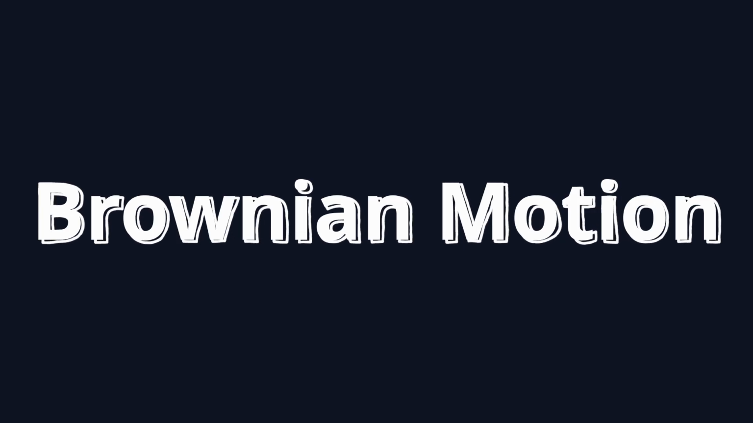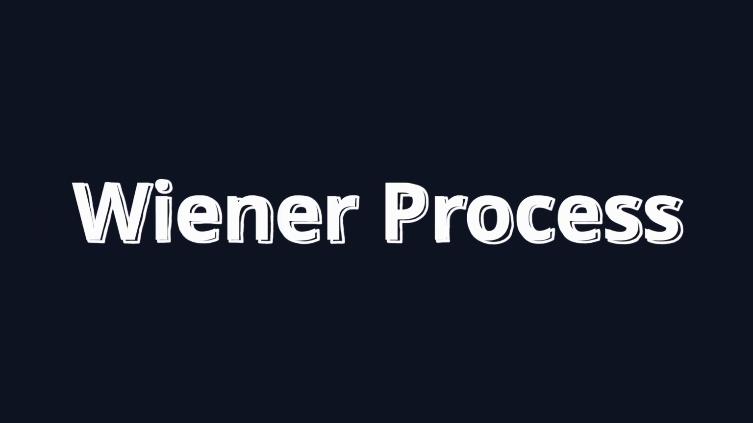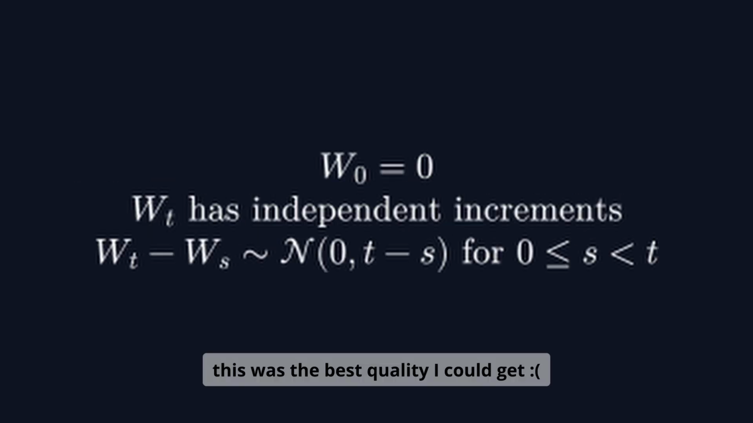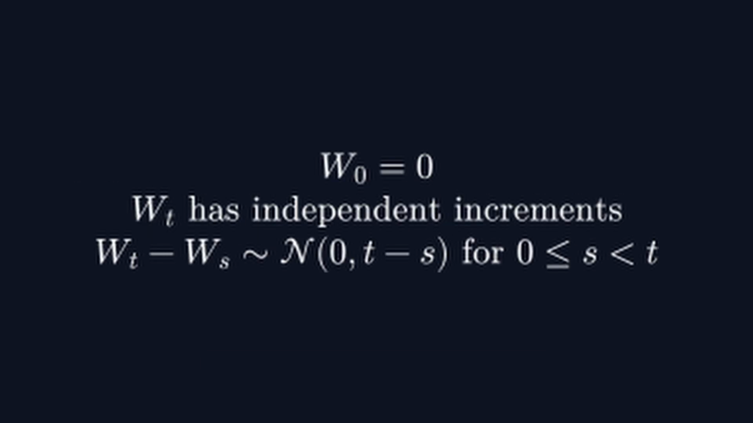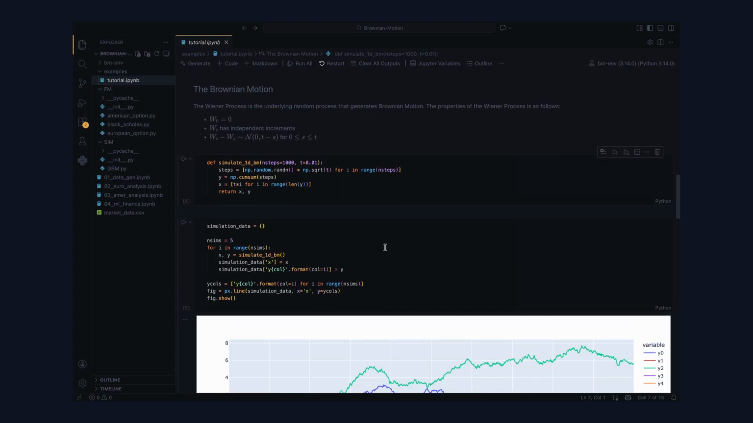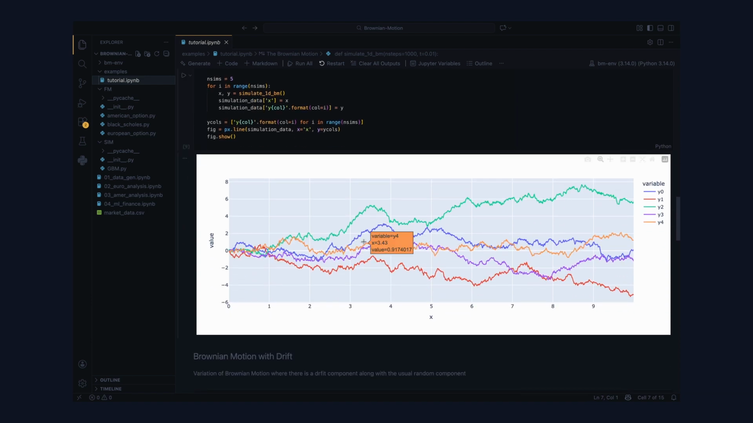The underlying random process which generates Brownian motion is the Wiener process, and it's defined like this. W0 is equal to 0, Wt has independent increments, and the increments are normally distributed with variance proportional to time, which means it starts at 0, the future doesn't care about the past, and the randomness grows with time. Using the example code, the output looks a lot like a random walk from before. That makes sense, as this continues that idea.